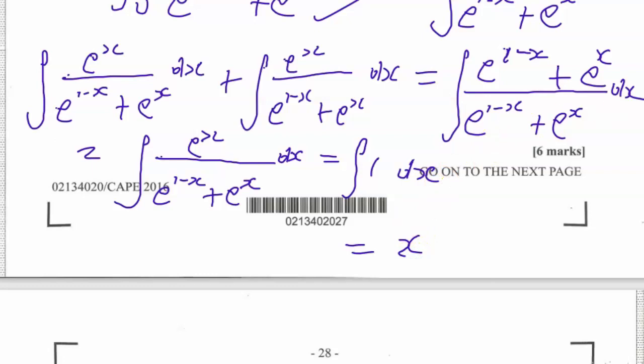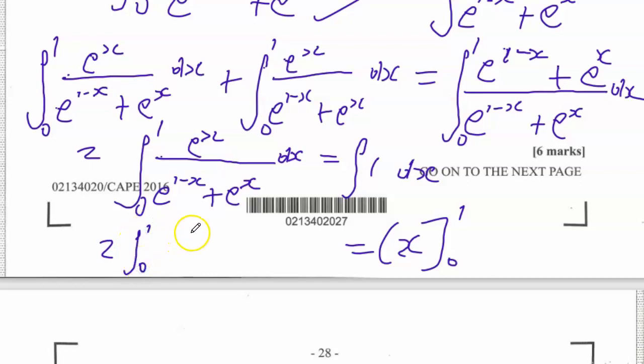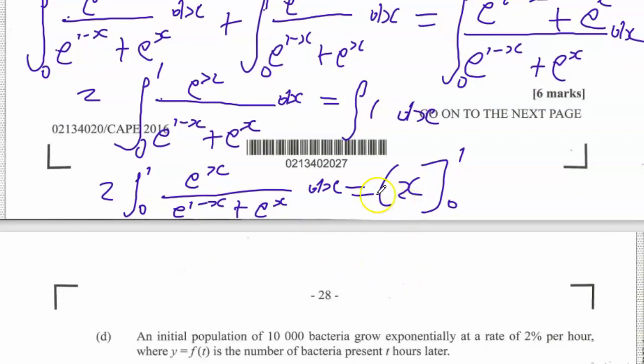And what were the limits? The limits were 0 and 1. Let me just put in the limits. So the integral of x between 0 and 1 is 2 times the integral of e to the x over e to the 1 minus x plus e to the x dx. And of course, integrating 1 between 1 and 0, you end up with just x.